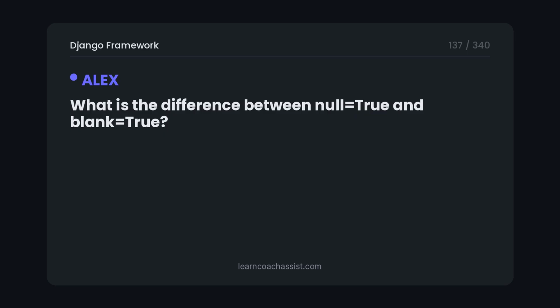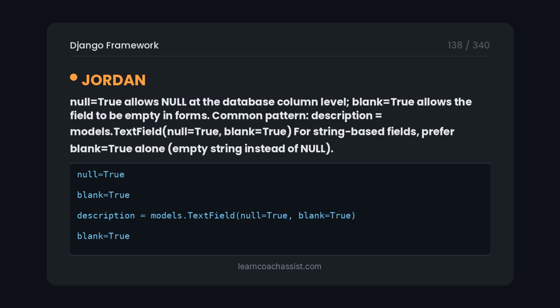What is the difference between null=True and blank=True? null=True allows null at the database column level, blank=True allows the field to be empty in forms. Common pattern: description = models.TextField(null=True, blank=True). For string-based fields, prefer blank=True alone, empty string instead of null.